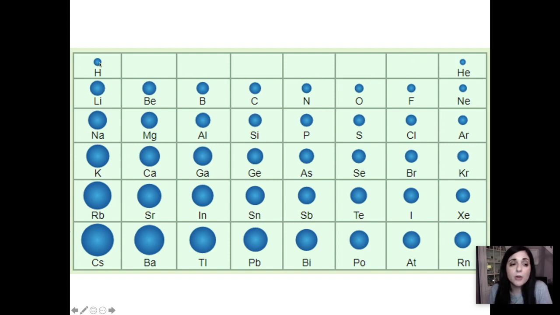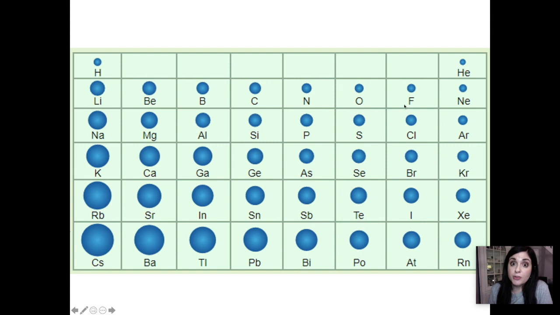As I go down a group, I'm increasing the atomic radius. Therefore, the distance from the nucleus to that outermost shell is increasing. So that nucleus doesn't have as strong of an attraction for electrons, because there's a much bigger distance from the outermost shell to the nucleus. Your most electronegative elements are going to be towards the top. These guys want electrons more than the elements at the bottom.